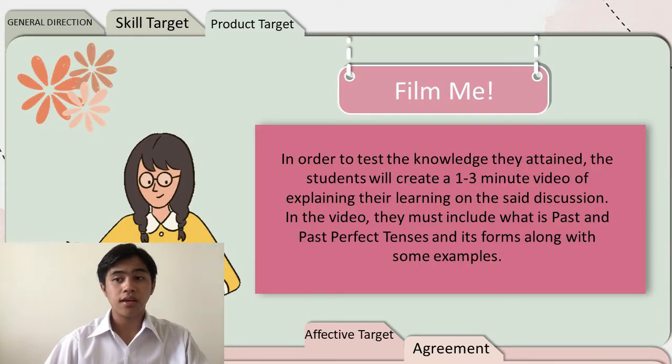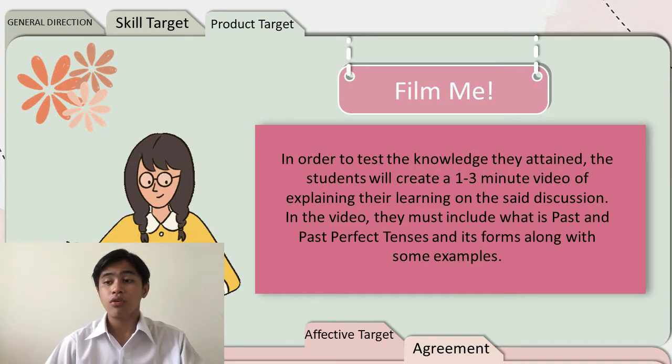Okay, so for your next task, it is entitled Fill Me, which lies under product target. The direction here says, in order to test the knowledge directly, the students will create a 1 to 3 minute video explaining their learning in the said discussion. In the video, they must include what is past and what is perfect tense, and its forms along with some examples. So you will be graded based on the following criteria. For your video presentation, here are the following criteria.